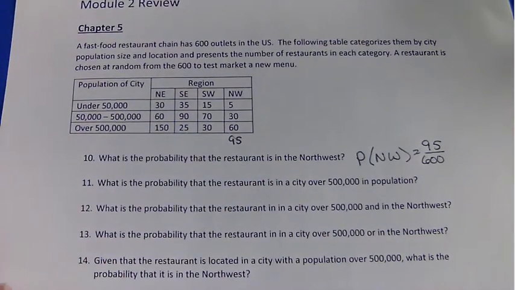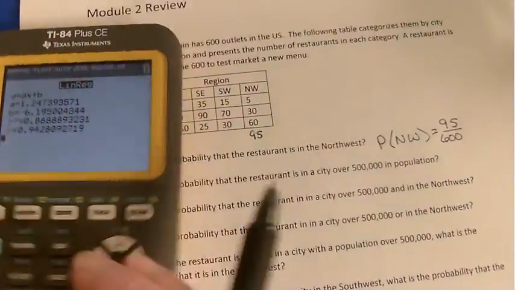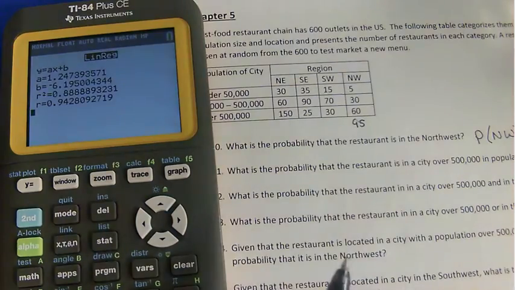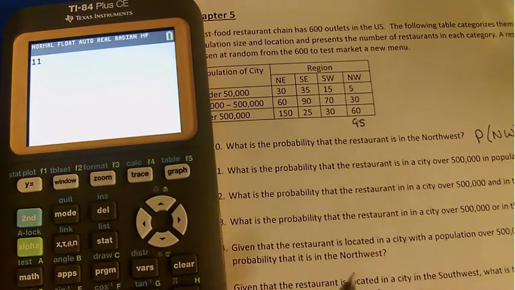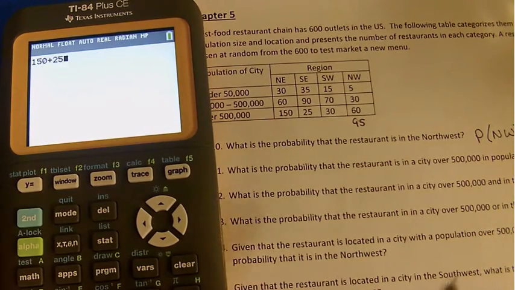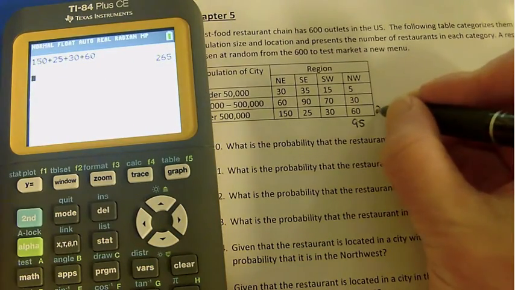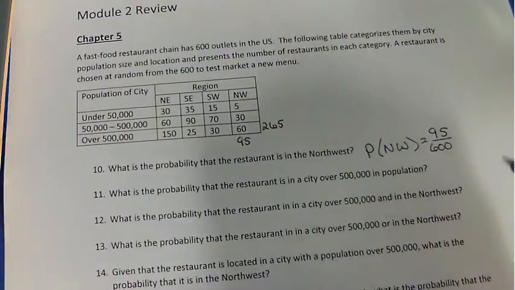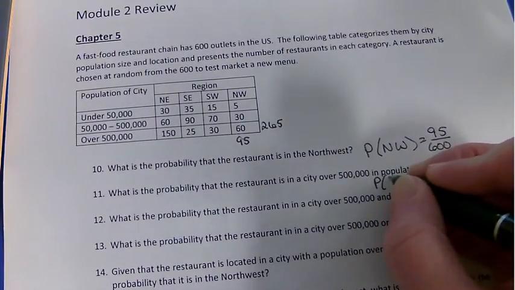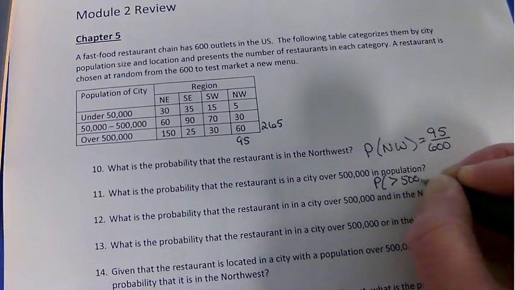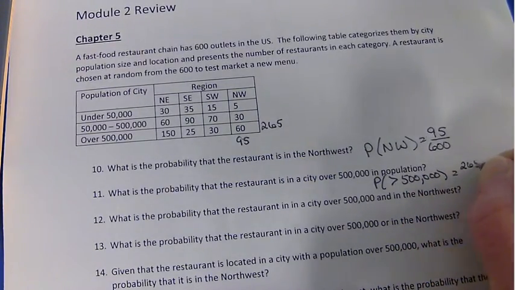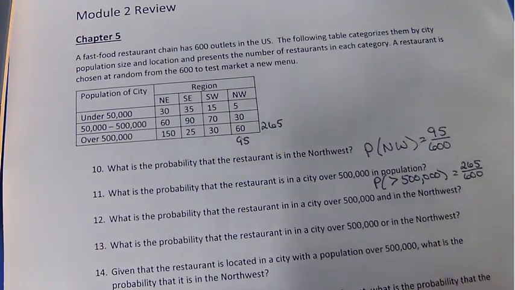I'm going to grab my calculator. That's 150, oops, let me get my calculator in view. 150 plus 25 plus 30 plus 60. That's 265. Okay, so the probability of being over 500,000 would be 265 out of 600.